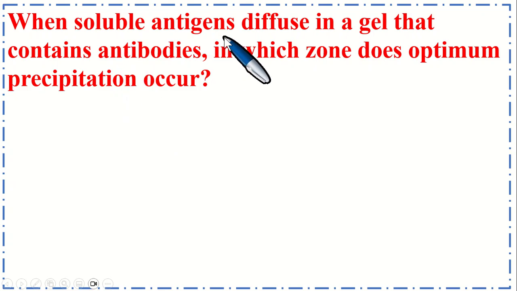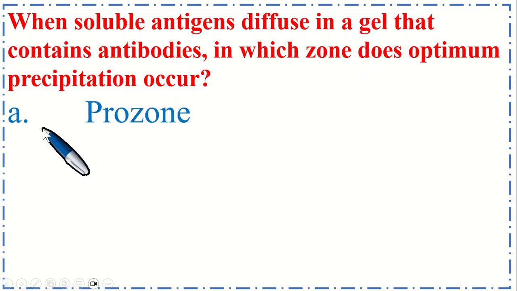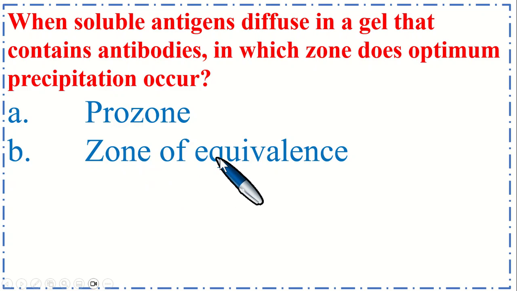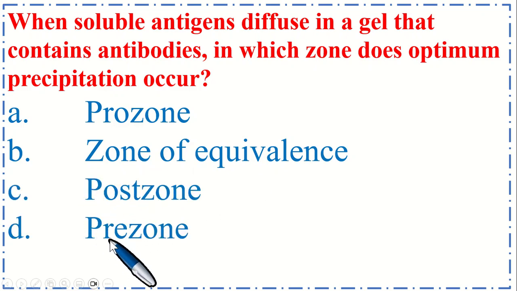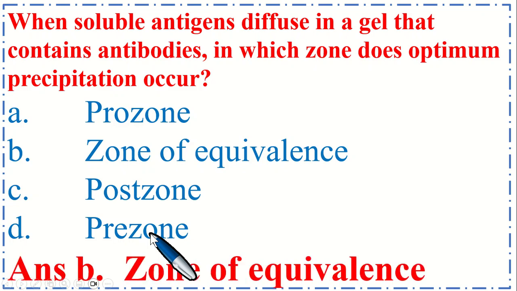When soluble antigens diffuse in a gel that contains antibodies, in which zone does optimum precipitation occur? Option A, prozone. B, zone of equivalence. C, postzone. And option D, prezone. So the correct option is B, zone of equivalence.